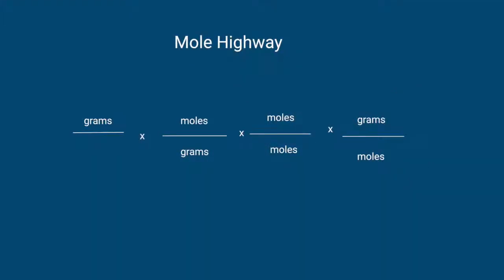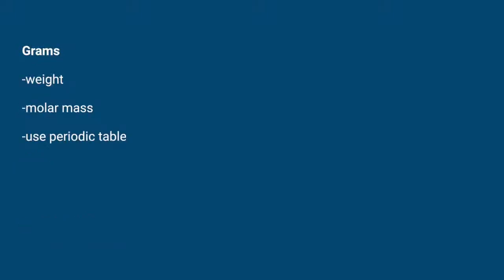And an important thing to know in the mole highway is that when you put one unit of measurement over another, the larger unit of measurement, which is in most cases moles, will be 1, while you keep the smaller unit in relation to the 1 mole or the other unit. But I'll show you more of that later. So now we're going to get into how to do each type of mole conversion. So let's start with grams.